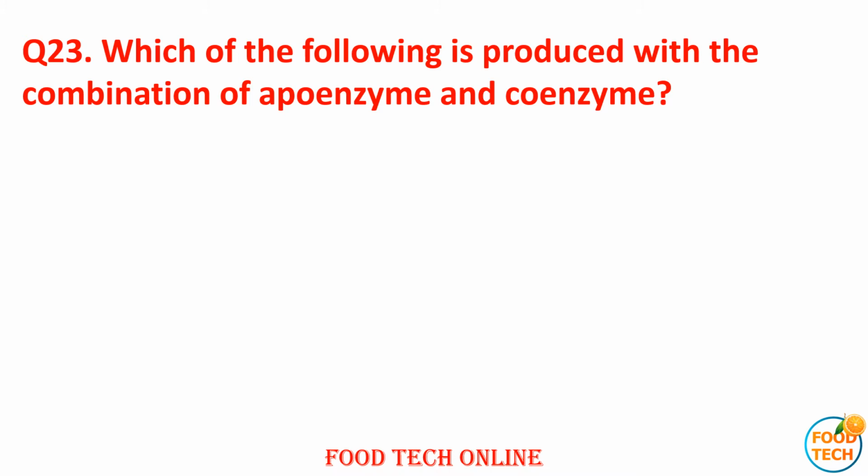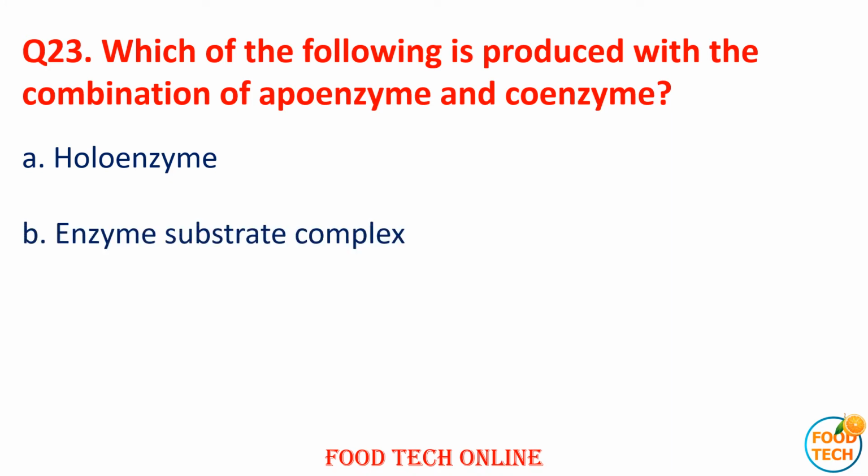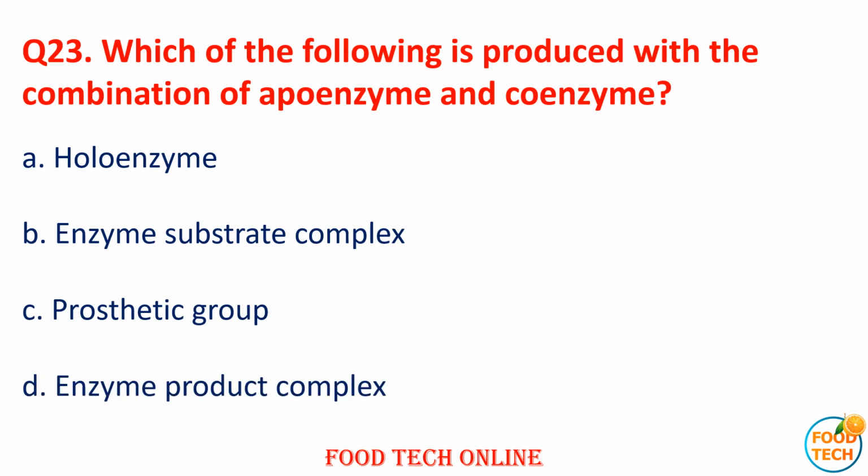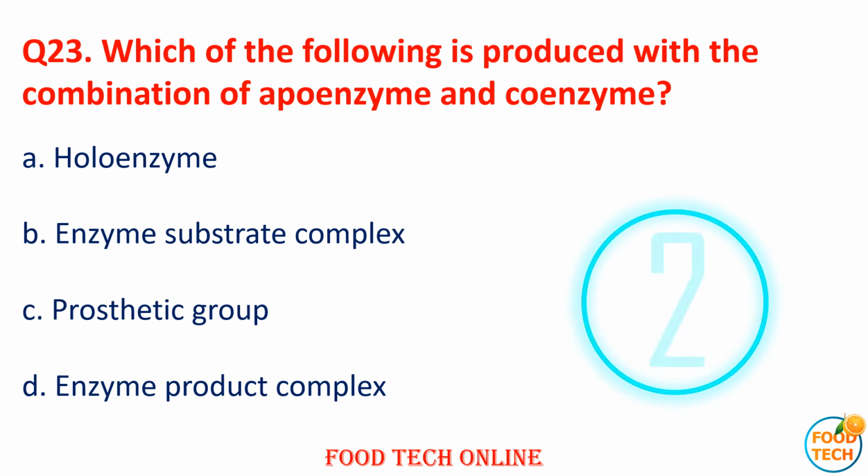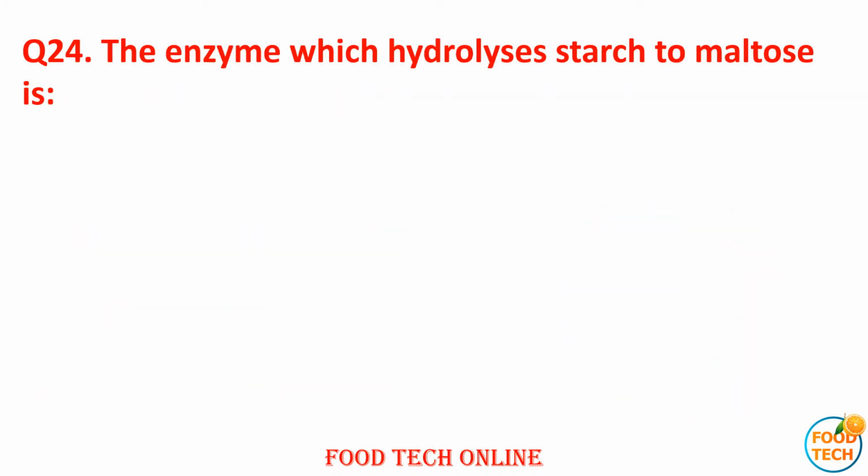Question 23. Which of the following is produced by the combination of apoenzyme and coenzyme? A. Holoenzyme. B. Enzyme substrate complex. C. Prosthetic group. And D. Enzyme product complex. Answer A. Holoenzyme.